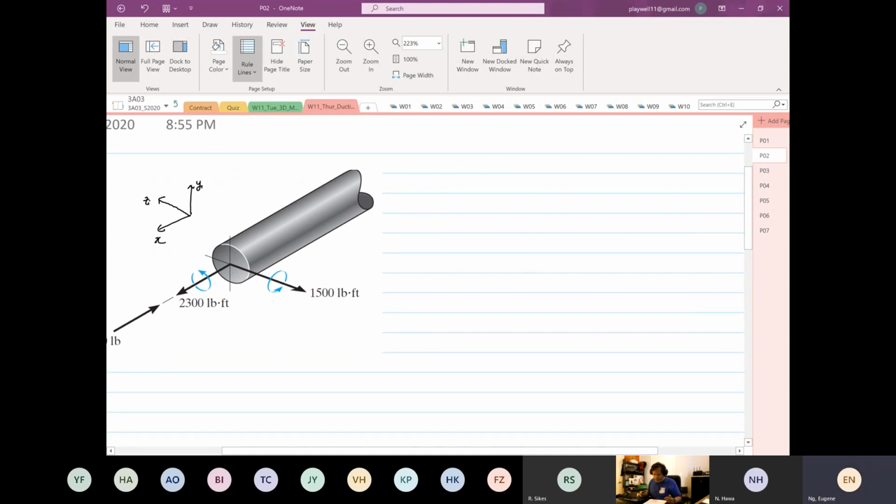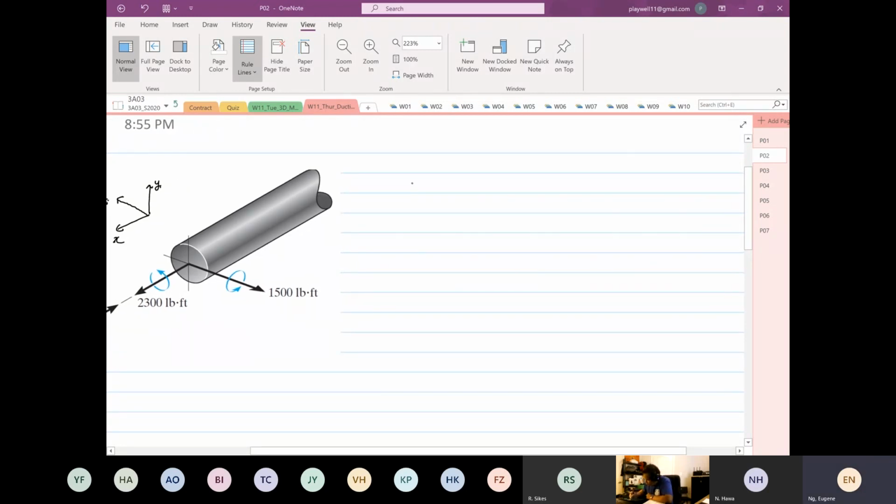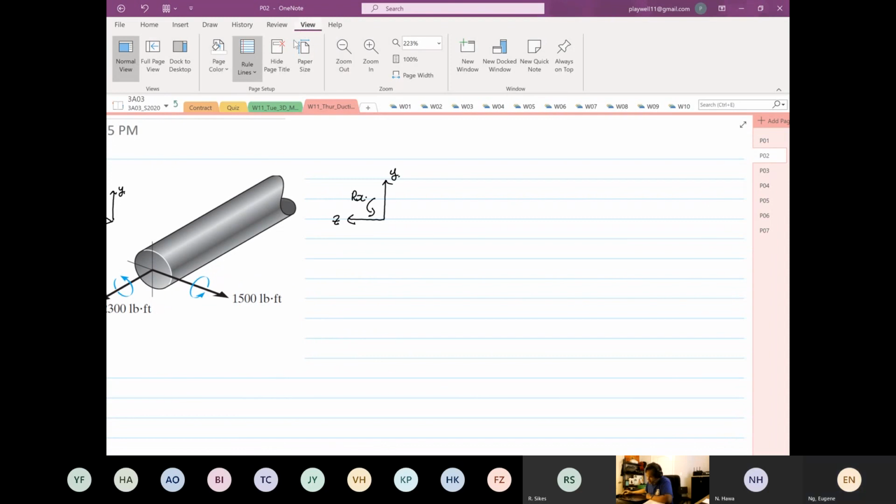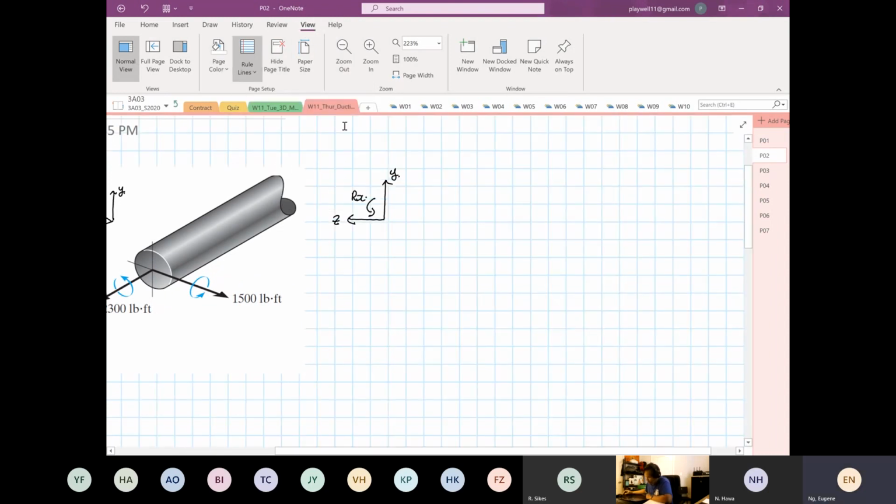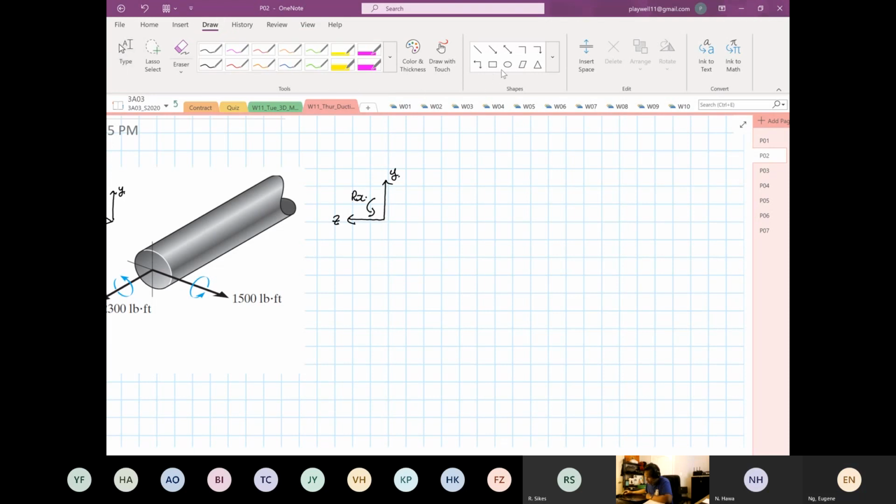So now I'm going to look at our structure from the front. Okay, from the front. So now we are seeing this. So this is Y. This is Z. And over here is rotation about X. Then we're going to draw the shaft. Okay, so this is our shaft. Right? And this is our center point.